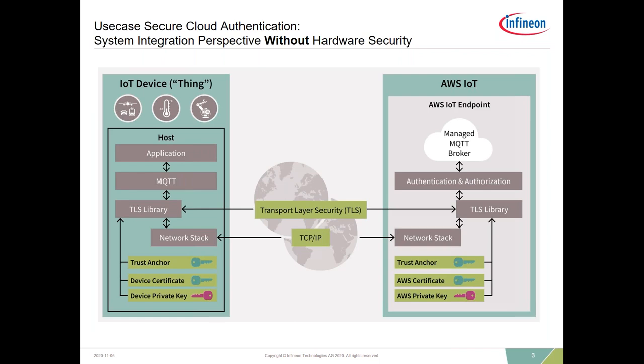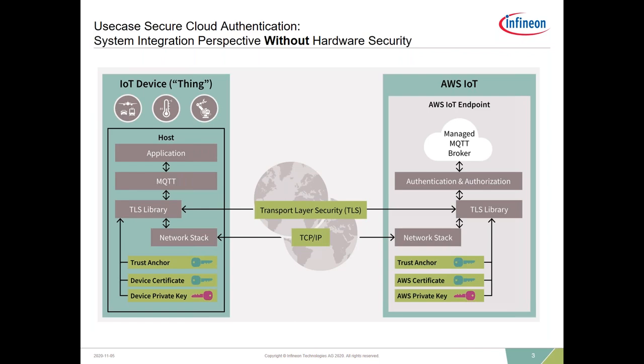So having now a look into the system, typically such an IoT device consists of a host MCU running an operating system with the application required, typically a messaging protocol implementation like MQTT for TLS or CoAP for UDP. Then also very essential is the network stack, which provides the basic TCP/IP connection between those two entities. And then the central point here, for this use case, is really the TLS library.